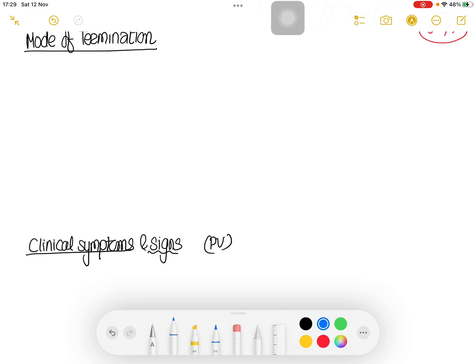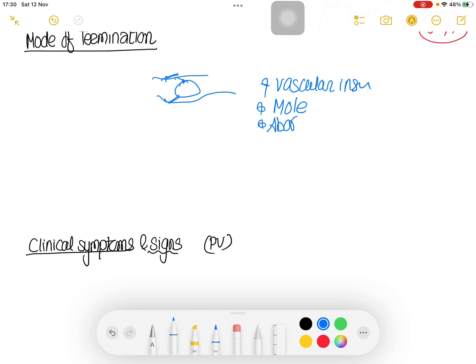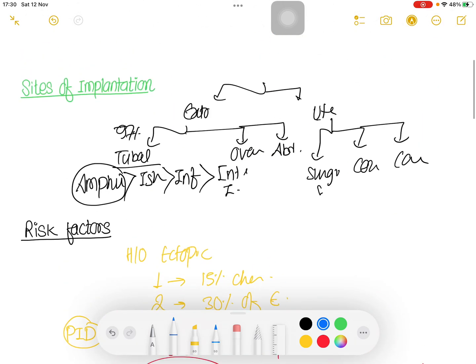For the mode of termination, as this product of conception grows, there will be compression of the blood vessels, and then the blood vessels cannot supply the whole product, so there will be vascular insufficiency. Then there can be formation of a mole, and then eruption, and then there will be abortion, and then there can be rupture. These are the modes of termination of ectopic pregnancy.